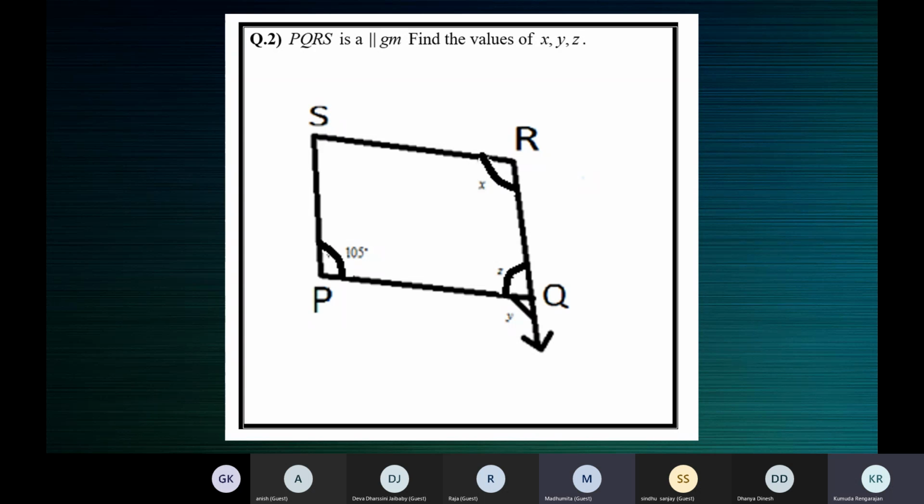Ma'am, actually angle P is opposite to angle Y. Okay, you're complete on that? Yes. So opposite angles of a parallelogram are equal and Y is equal to 105 degrees. No, but don't you think Y is outside the parallelogram? How can it be opposite to 105? When we say opposite angles of a parallelogram are equal, we are talking about the interior angles. Okay, ma'am. Y is outside the parallelogram.